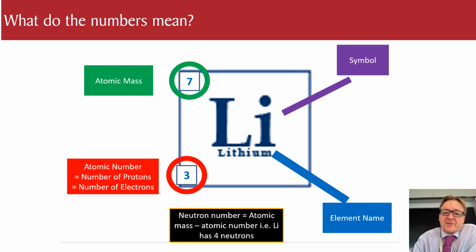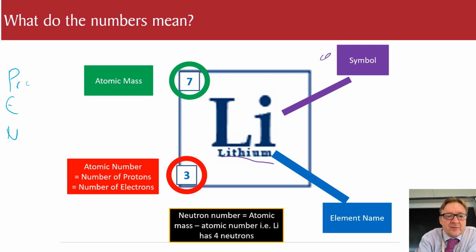Now, what do the numbers mean? You look at a periodic table and you have the element symbol, Li, the element name, which is lithium, and then you've got two numbers. These numbers correspond to something that we'll always call pen.